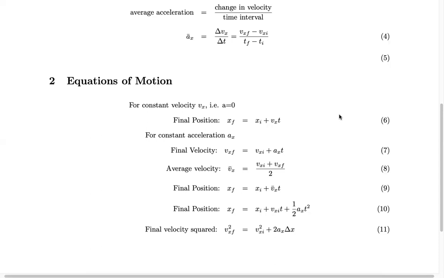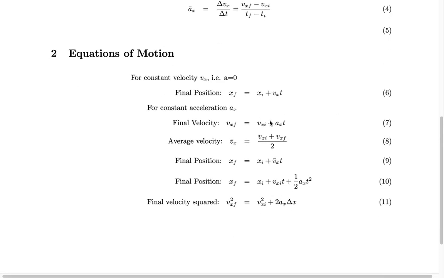That's the average velocity. And the final position is X final equals X initial plus average velocity times T. Now number 9 looks just like number 6. The only difference is there's a little bar over the V, which indicates average velocity. This one was for constant velocity, so there's no average over it, and that's the only difference.